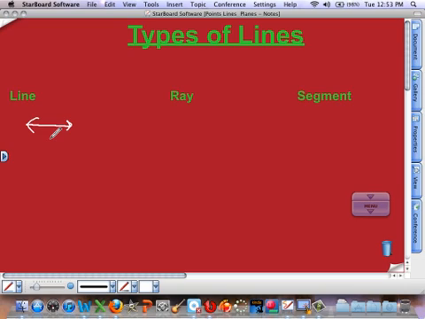A ray. What's special about a ray? What makes it different? It starts and then keeps going. So it has a single endpoint, and then it just keeps going out to infinity.